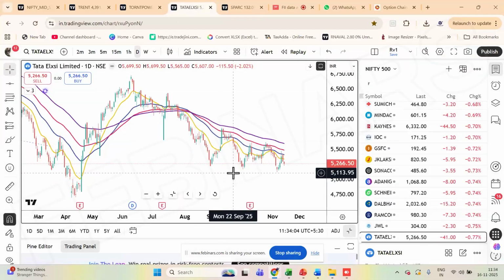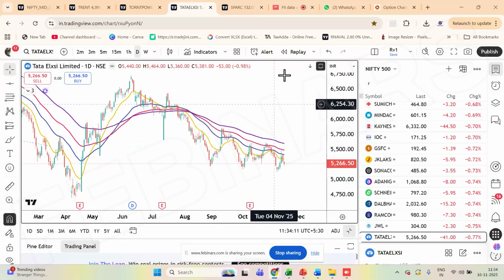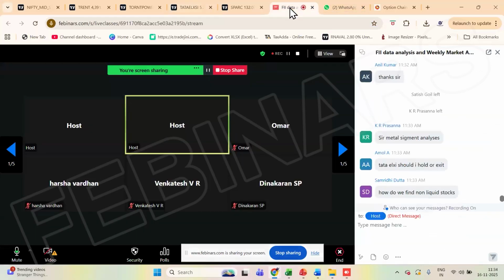Tata Elxsi, I don't have a clear view. Tata Elxsi support is near 5100 and resistance we have near 5500. It's exactly in between. So no view.